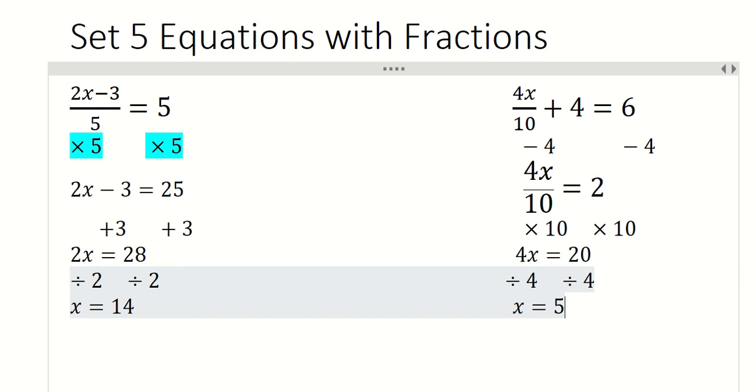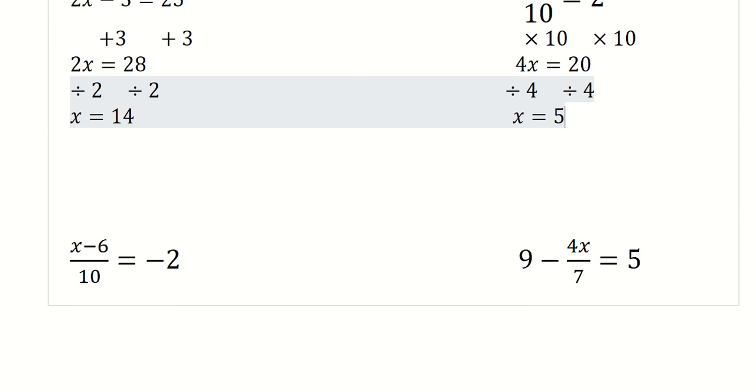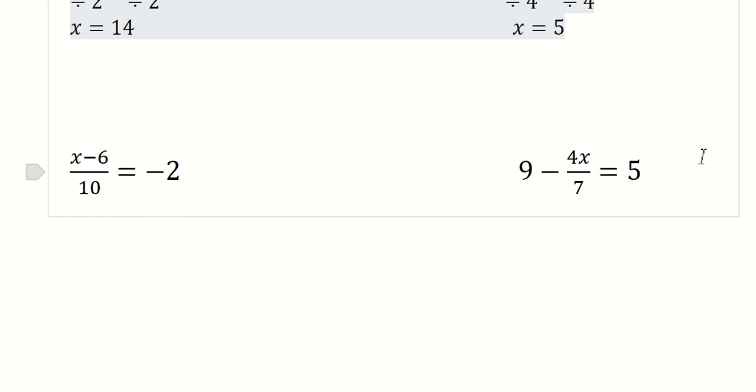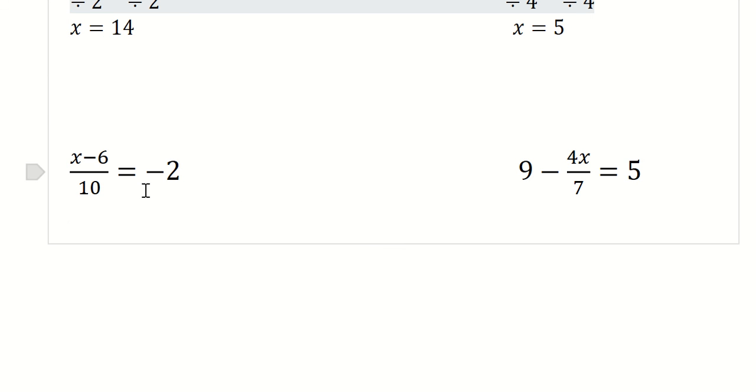Okay. All right, next one. Oh, this one only has 2 numbers to get rid of. That's nice of it. Okay, so first thing we're going to do is we need to get rid of this 10 on the bottom because everything here on the top is divided by 10. We can't add 6 yet to get rid of this 6 because that's not just a 6. That is a 6 over 10. So the first thing we need to do is multiply both sides by 10. So times 10 on this side and times 10 on the other side.